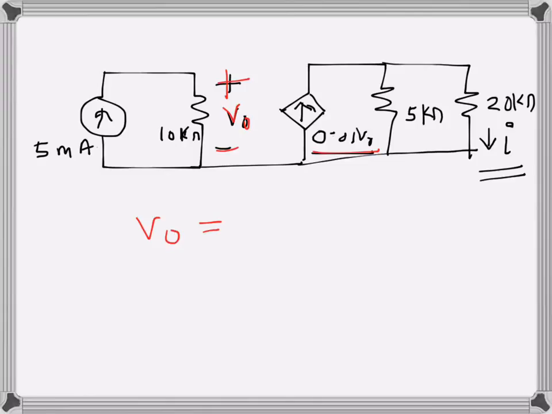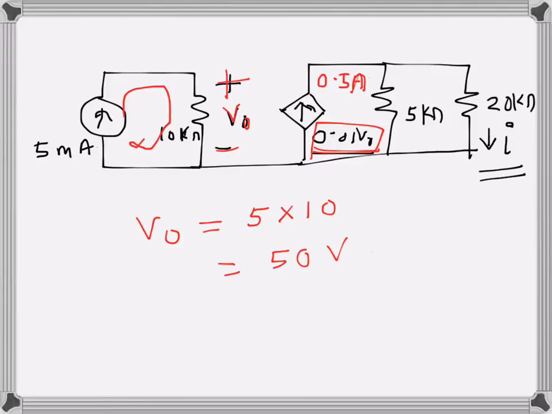So V0 will be, since this is a current source, the current will flow here. So V0 will be 5 milliamps times 10 kilo ohms. So when I multiply, one is milli, one is kilo, so 10 to the power minus 3 times 10 to the power 3, so cancels and it becomes 50 volt here. So V0 is 50 volt. So the value of this current source now becomes 50 times 0.01, which is 0.5 amps. This is the value of this current source.